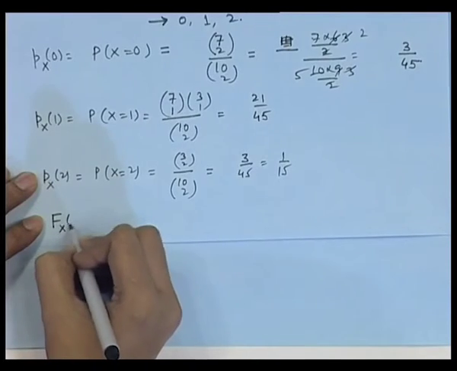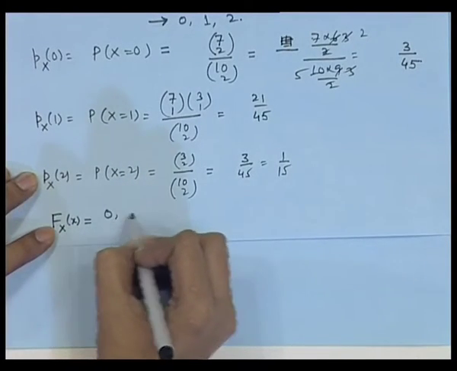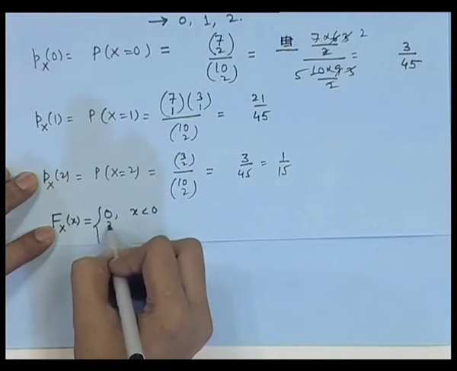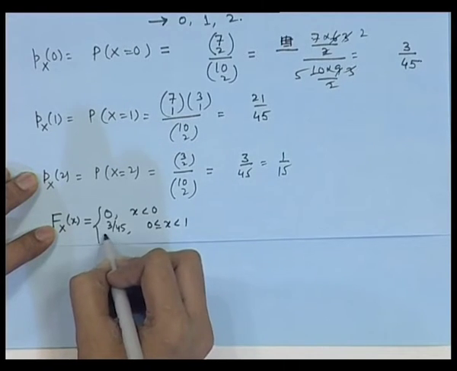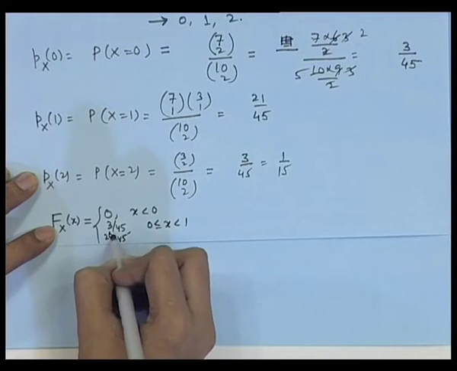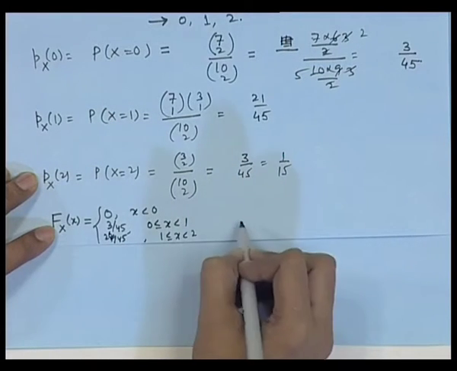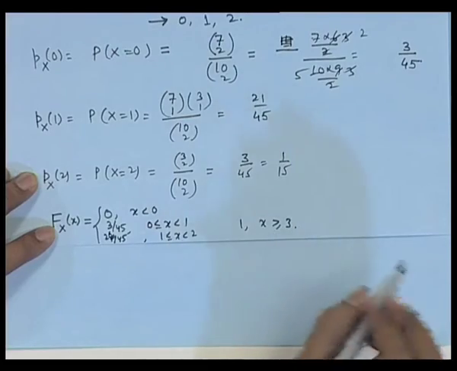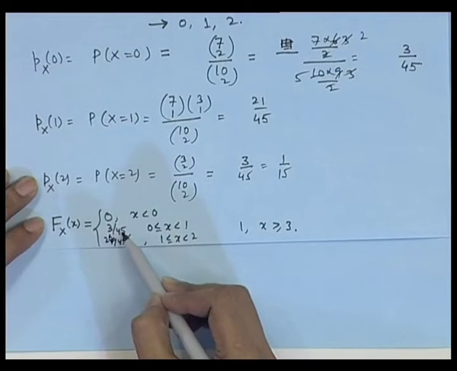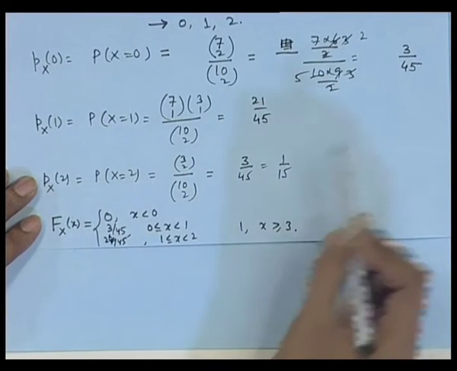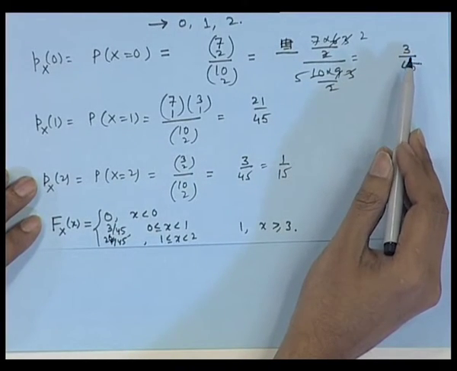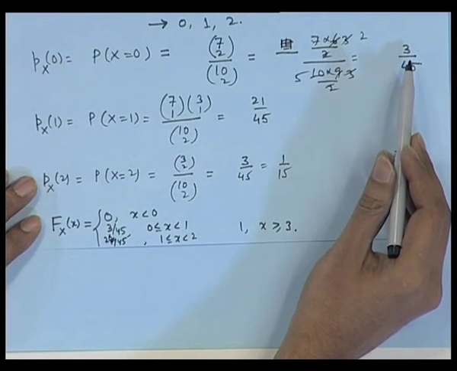Now, if I want to write down the cumulative distribution function, it is equal to 0 for x less than 0, it is equal to 3 by 45 for 0 less than or equal to x less than 1, it is equal to 24 by 45 for 1 less than or equal to x less than 2, and it is equal to 1 for x greater than or equal to 2. Now, look at the jump points of this distribution. At x equal to 0, there is a jump of size equal to the probability of the random variable X taking value 0.